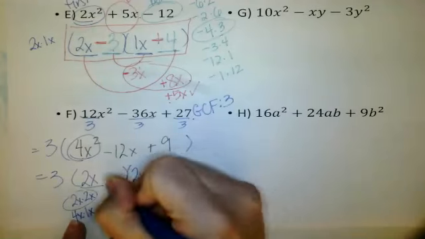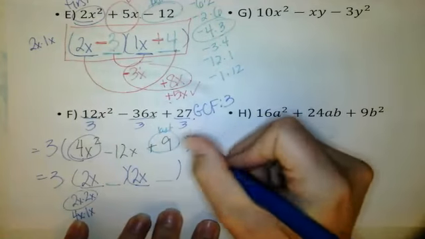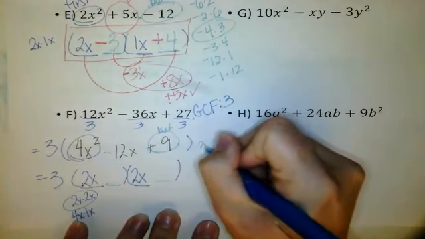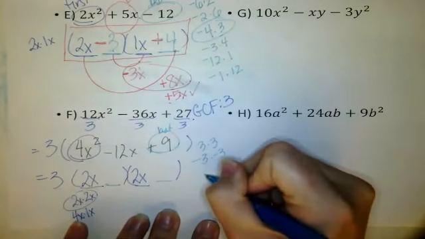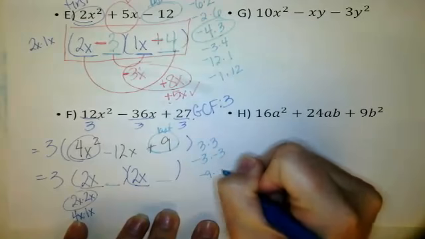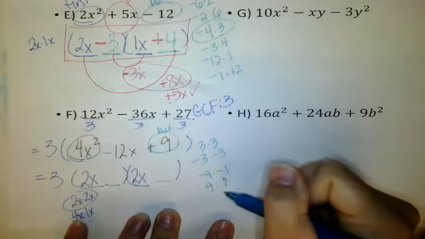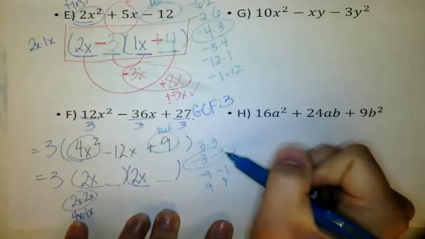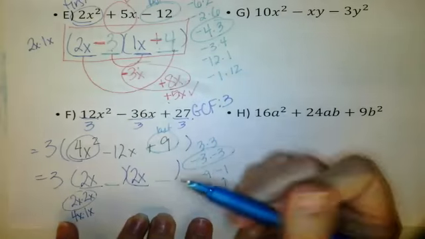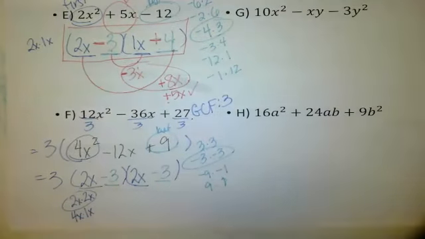Now, last times last should give us our last thing of positive 9. What times what is positive 9? 3 times 3, or negative 3 times negative 3. Also, negative 9 times negative 1, or positive 9 times positive 1. We got a big list here. Which one do you want to try? The negative 3s. Yeah, again, it's a perfect square. It's probably a pattern. We'll talk more about those tomorrow. So I'm plugging negative 3 and negative 3 there.